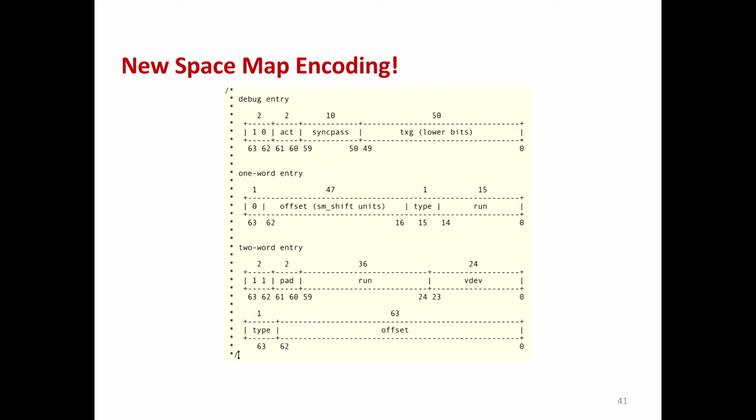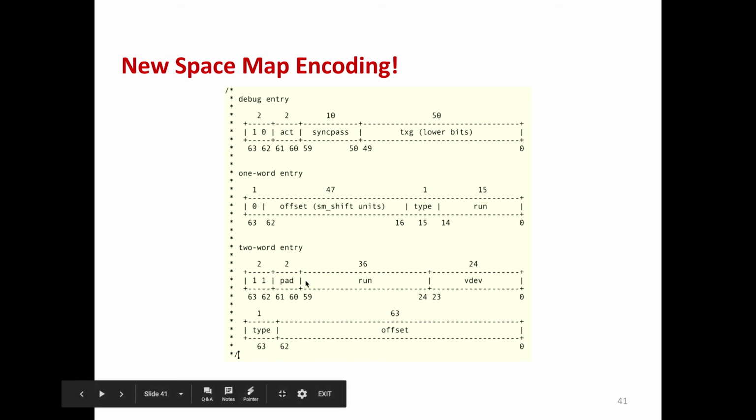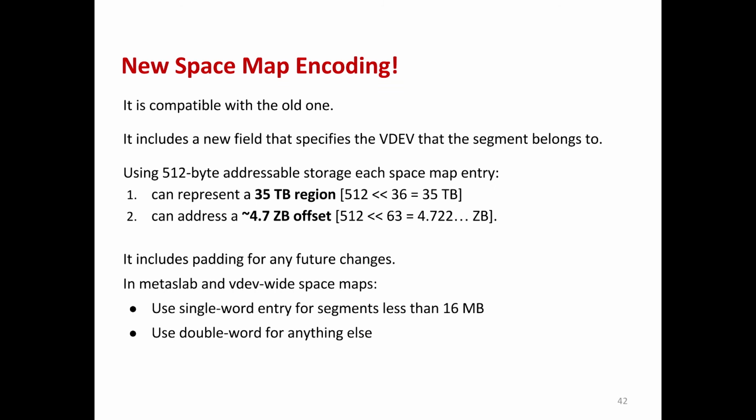Also, for anyone who is concerned about, okay, but now you're using 128 bits instead of 64 bits, you can calm down because we still use single word entries to represent regions that are less than 16 megabytes, or for other features, specifically for meta slabs, that probably don't need the VDEV field when they write. And we use the double word entries for anything else.